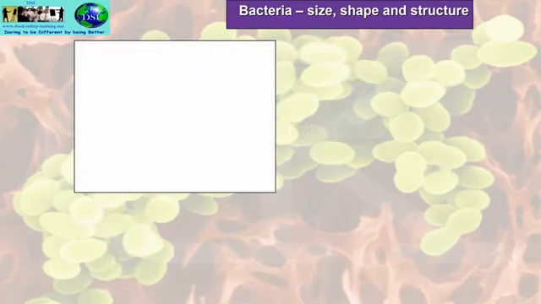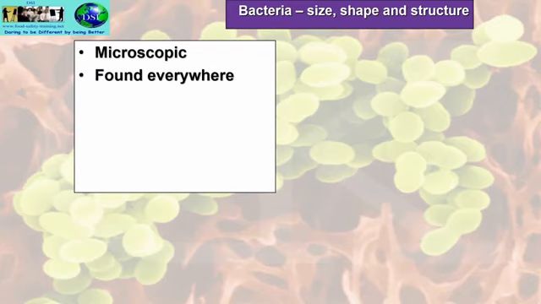So let's have a look at bacteria, the size, shape and structure. First of all, bacteria are living organisms, they're microscopic, so you can't see them with the human eye. You can only see them with a microscope. You can see colonies of bacteria. 1 million salmonella, for example, would be about the size of a pinhead. They're found everywhere, so they're ubiquitous.